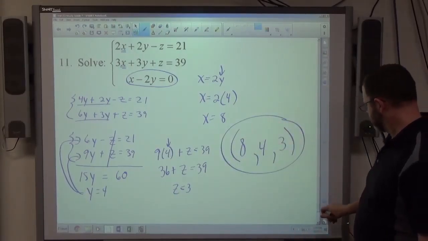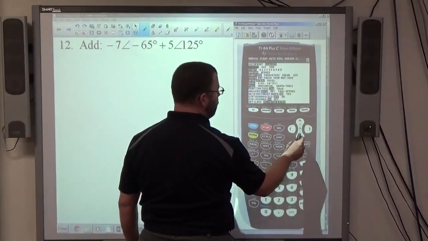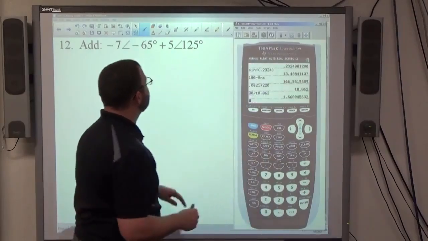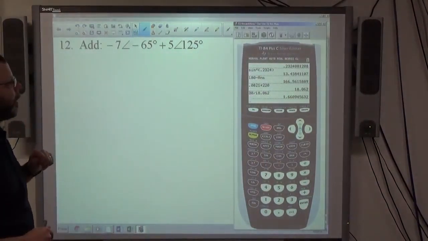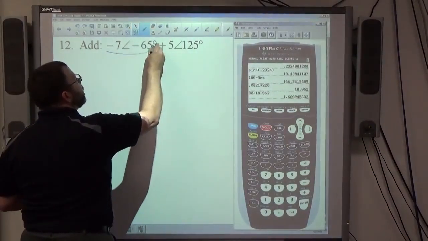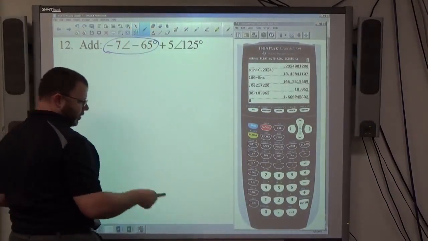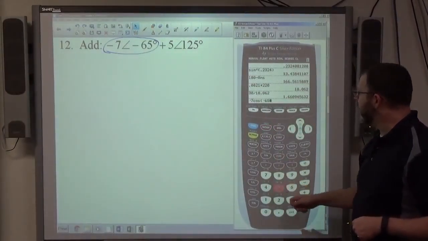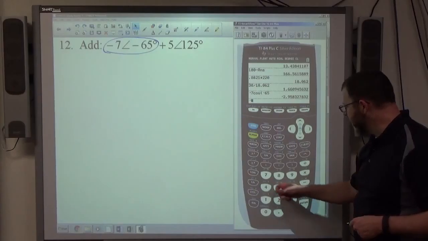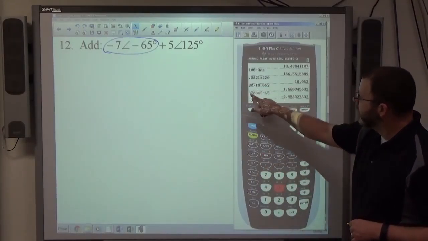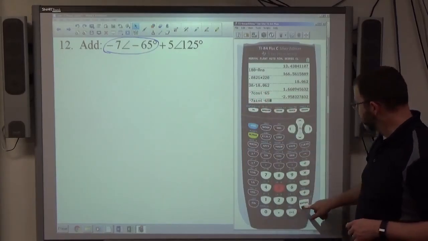Number 12, adding vectors. I want to make sure my calculator's in degrees, not radians, so I'm going to do that real quick. My first step is to convert these vectors into rectangular coordinates. If I start with this 7 at an angle of -65 degrees, I'm going to type in my calculator 7 cosine -65 equals, 7 sine of -65 equals. Signs are important, notice the -7 and -65.